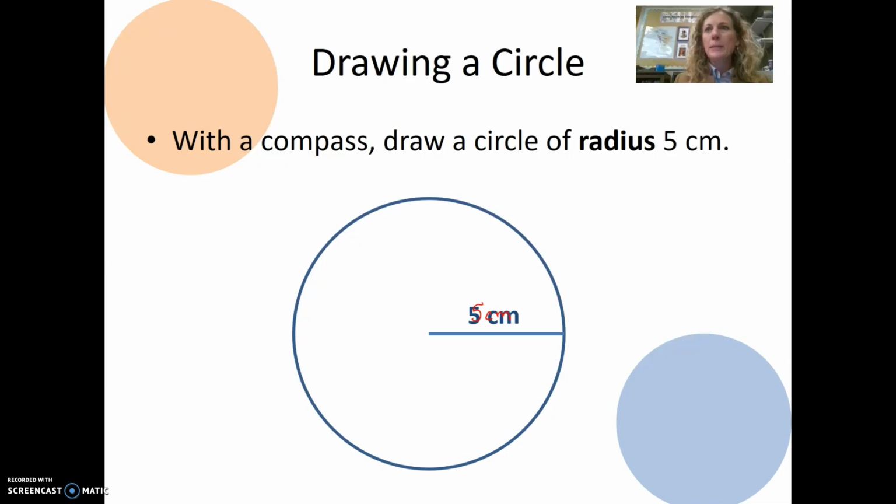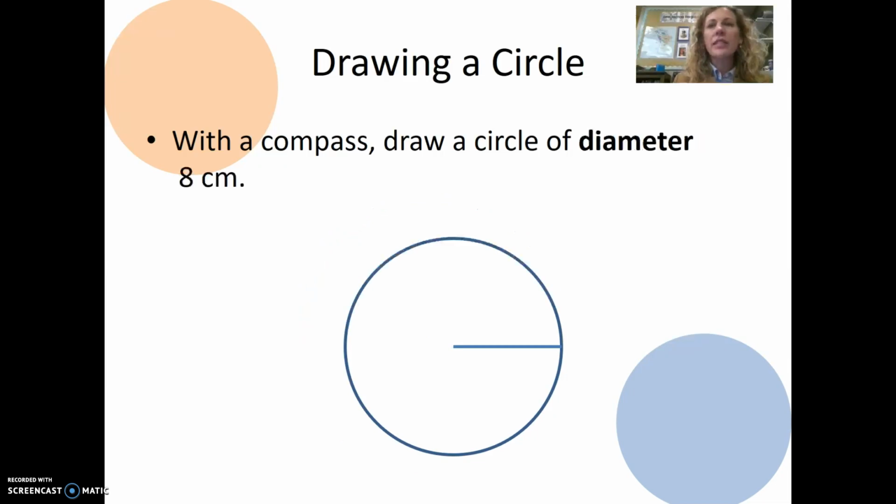Okay. Now I want you to do the same thing on the back of your notes, and I want you to draw a circle of diameter 8 centimeters. Now notice that I said diameter. Okay, so if you're going to draw a circle with a diameter of 8 centimeters, what will you need to set your compass at? Yeah, you're going to need to set your compass at 4 centimeters. So go ahead and do that, and then draw your circle. Your compass should look something like that.